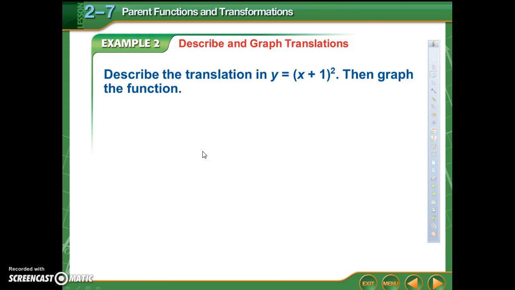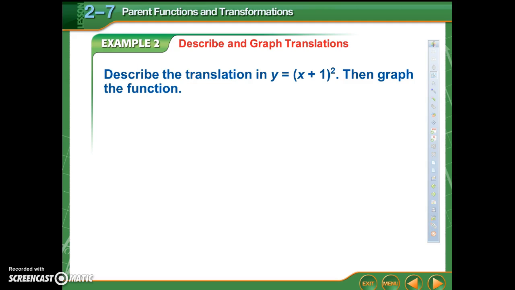So now that we see this problem, describe the translation in y equals (x plus 1) squared, then graph the function. Well, I want you to see it on your graphing calculator first. So go in your graphing calculator, and in y1, just put x squared. Put your parent function so you can see what's happening from the x squared to the (x plus 1) squared. Then go down in your graphing calculator and put the (x plus 1), and make sure the squared is outside your parentheses, and then hit graph.